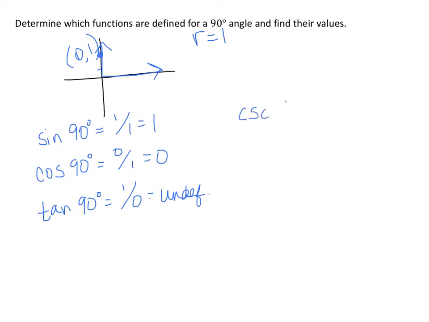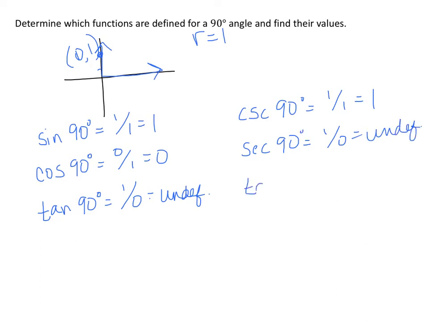Cosecant is the reciprocal, so that's 1. Secant, again, this is undefined. And then cotangent is 0.